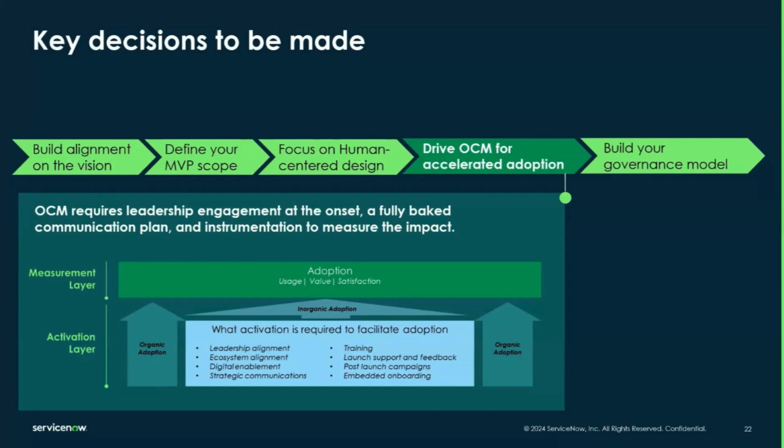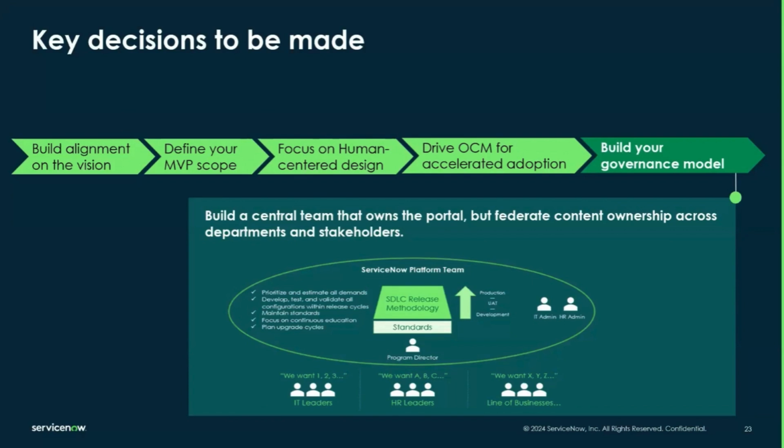All right, let's move on to our final key decision, building your governance model. This is crucial for long-term success and sustainability of your Employee Center. Check out this slide. The main message here is clear. Build a central team that owns the portal, but federate content ownership across departments and stakeholders. Let me repeat that. Build a central team that owns the portal, but federate content ownership across departments and stakeholders. This approach gives you the best of both worlds, centralized control and distributed responsibility.